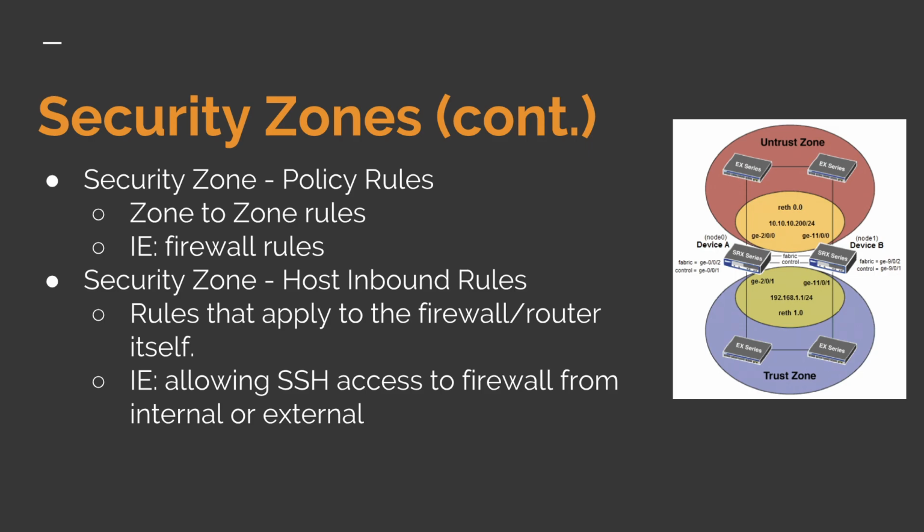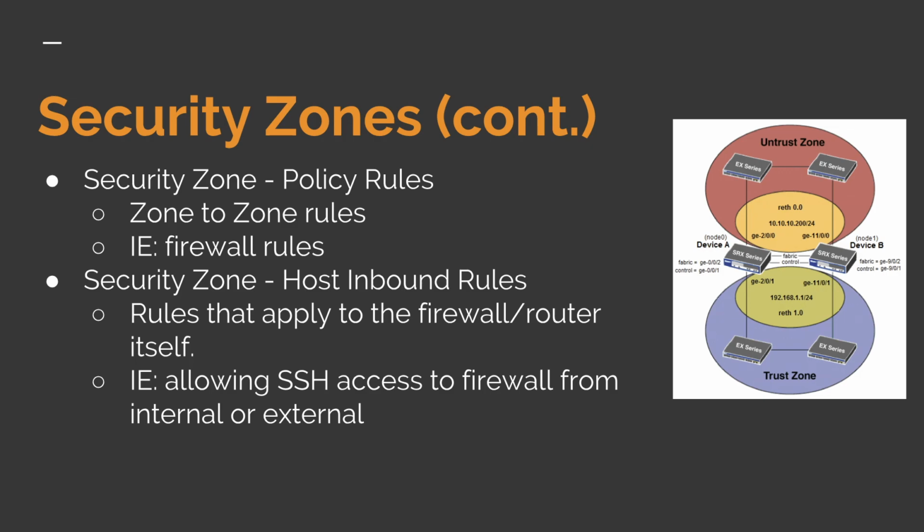Juniper, right, untrust and trust. In some environments, people will change that. They will name it WAN and LAN, or they might have a third security zone called DMZ, one internal and then your external. There's many different names for security zones. In most environments, we see untrust and trust as the biggest ones.